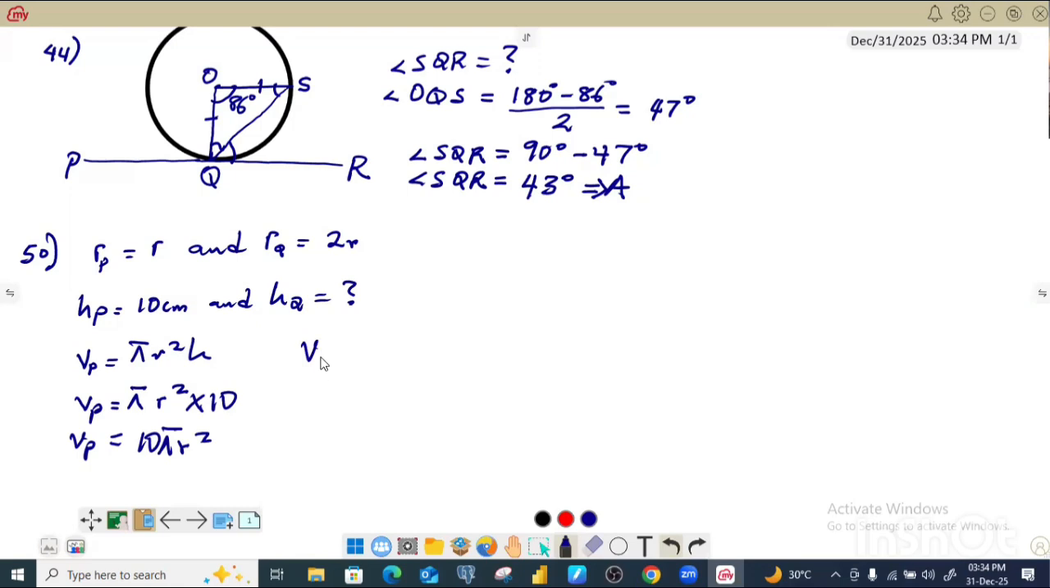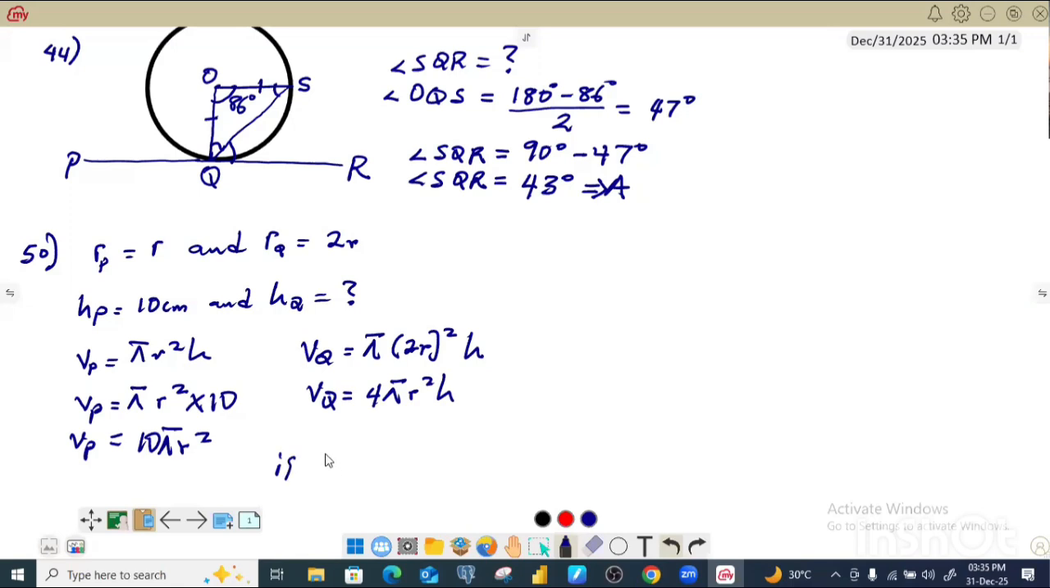Let's generate the equation for VQ. VQ is also equal to pi into (2r) squared h this time around. I want to believe you know the reason why I'm using 2r here. It's the radius that's given. This will be 4 pi r squared h.